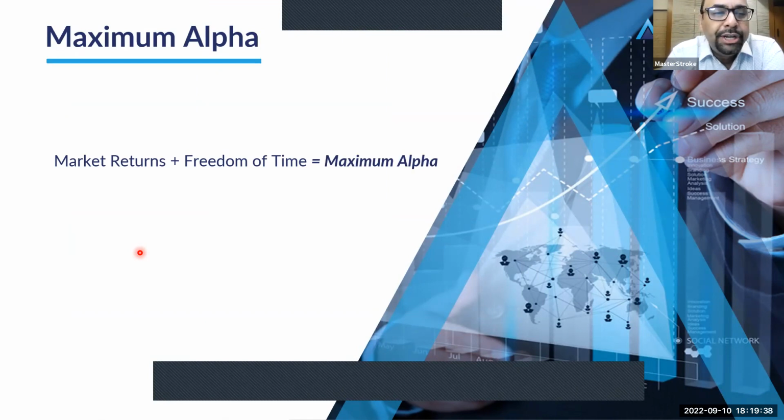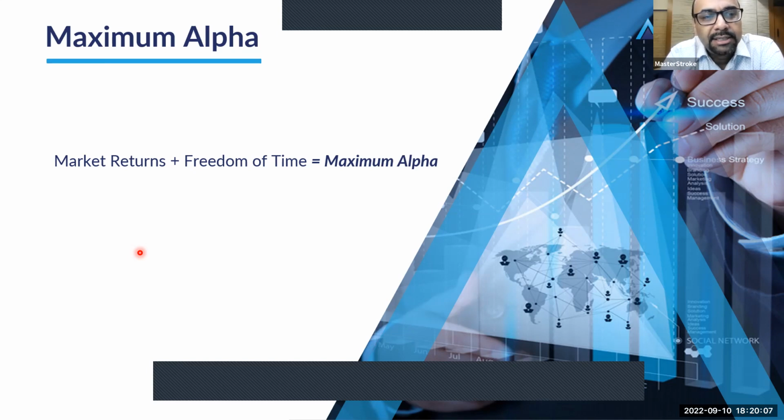There is no need to beat the market, because the moment you try to beat the market with active investing, active strategy, active meeting, active calls, it kills a lot of your time, gives you a lot of stress, and it may not even happen. So even if you're getting index return, even if you're getting market return as an investor, or you're giving it to your clients, market returns plus freedom of time. This is maximum alpha to MFDs. This is maximum alpha to investors.